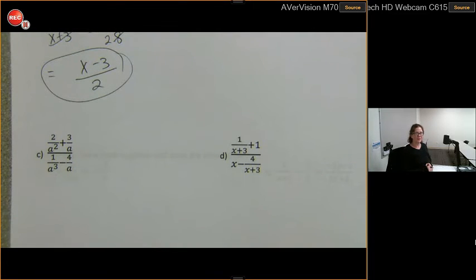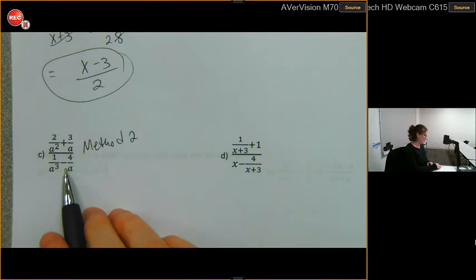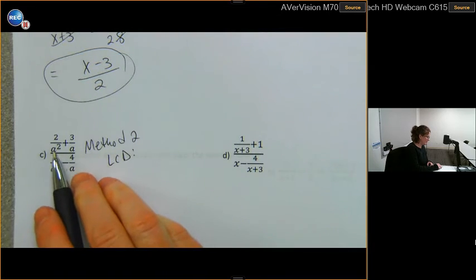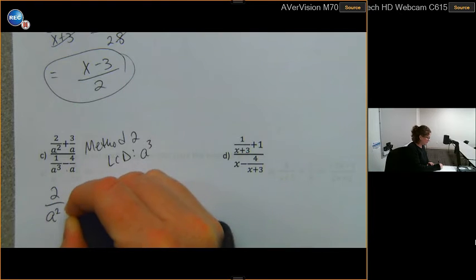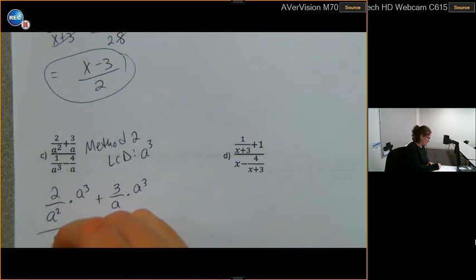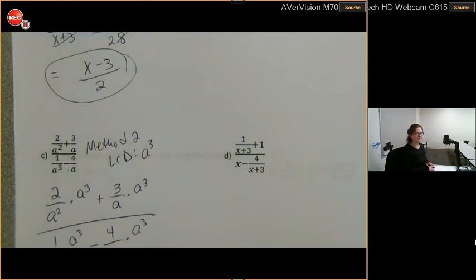These next two problems are ones I would definitely opt for option 2, or method 2. Because I have separate fractions on both the numerator and the denominator, what I'm going to do for method 2 is look at all of my individual denominators, a squared, a to the third, a, and determine the LCD. Remember with variables, the LCD is the largest of the exponents, so it's a to the third. And then I'm going to multiply each of my individual fractions by a to the third. So I have 2 over a squared, multiplied by a to the third. 3 over a, multiplied by a to the third. Every part of my original problem, I am multiplying by a to the third.